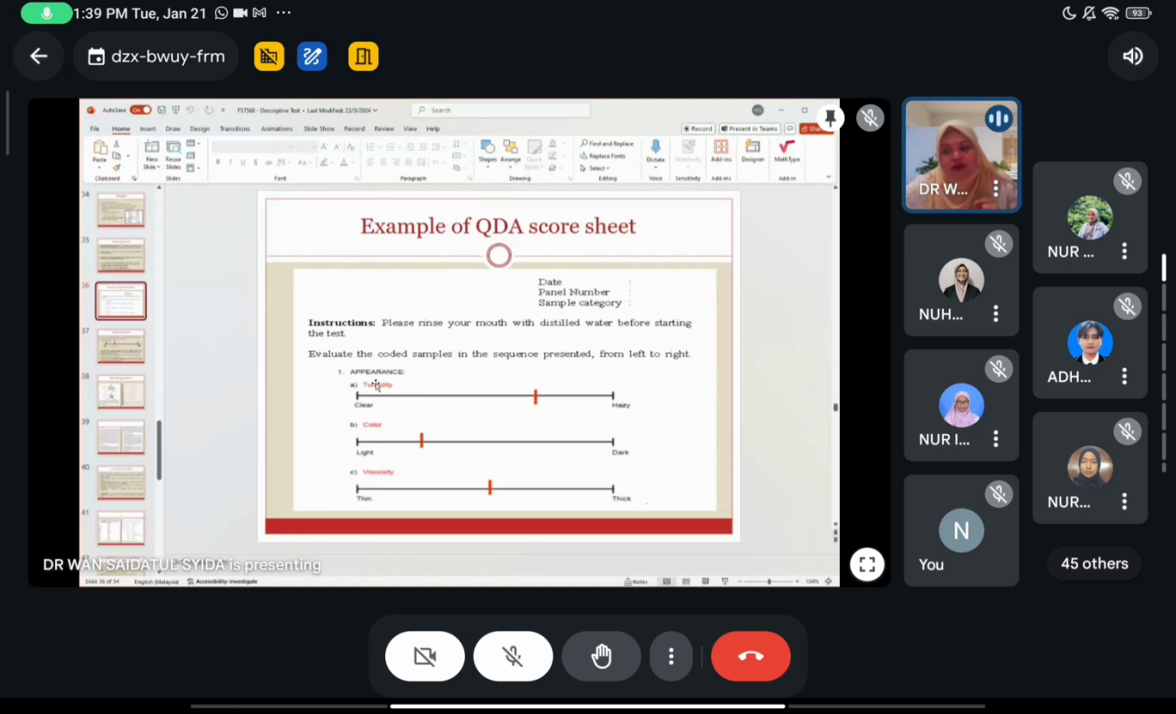If you are evaluating appearance and you only write down appearance, it will not be acceptable because appearance is a general attribute. So you have to describe what appearance you are looking for. Is it the firmness? Is it the turbidity? Is it the color? Is it the viscosity?